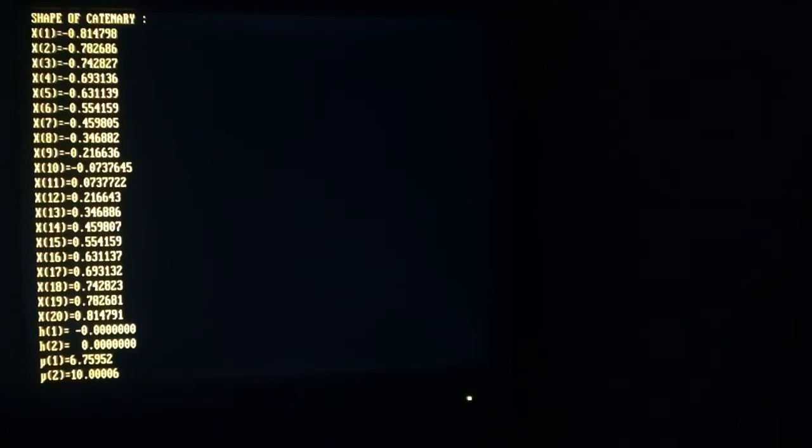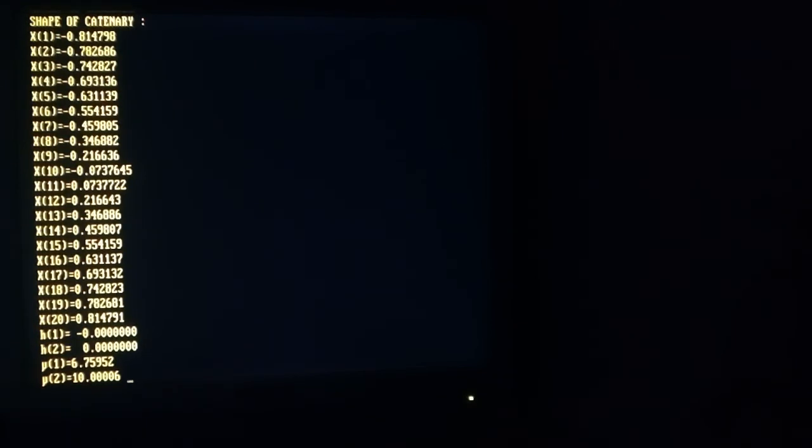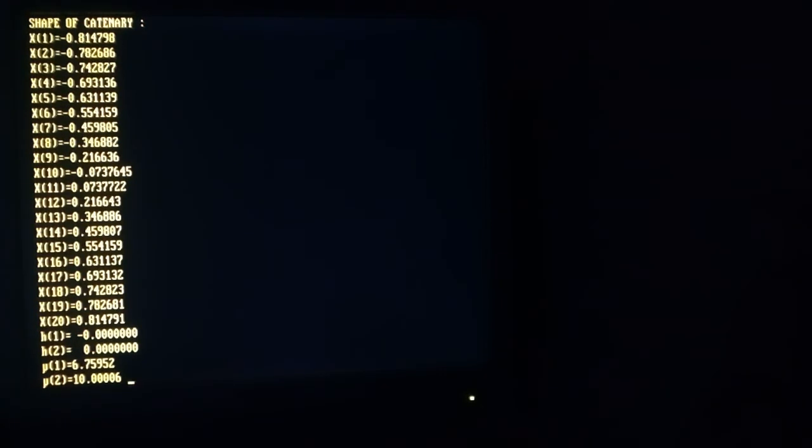As you can see, points 1 to 10, with the negative sign, should be more or less equal to the second half points of the catenary. So this is the solution of this problem.